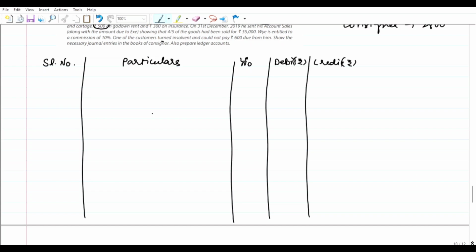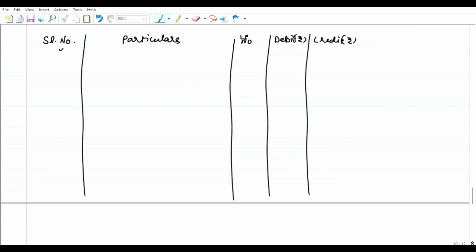Let us go for continuing with the things. Okay, first entry is for goods sent on consignment account, consignment account debit to goods sent on consignment account, 50,000 rupees, right? So I'm not writing narrations. You can write the narration as being goods sent on consignment. Next entry is for advance received from the consignee.